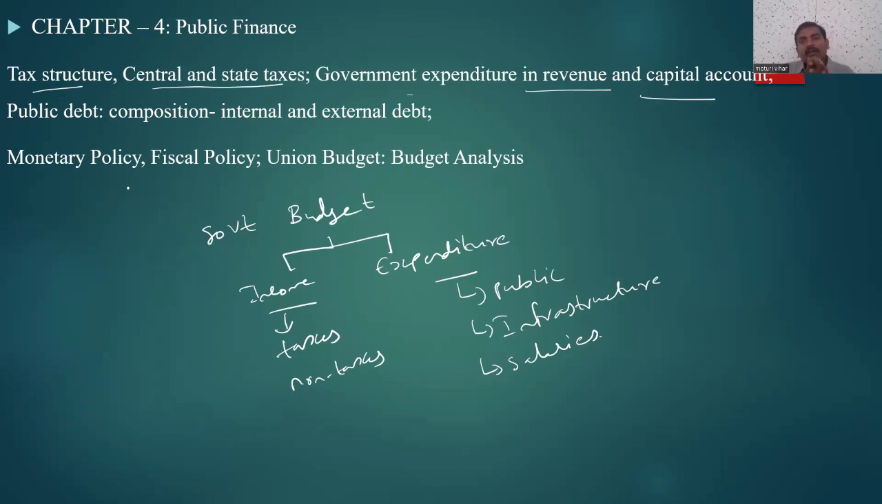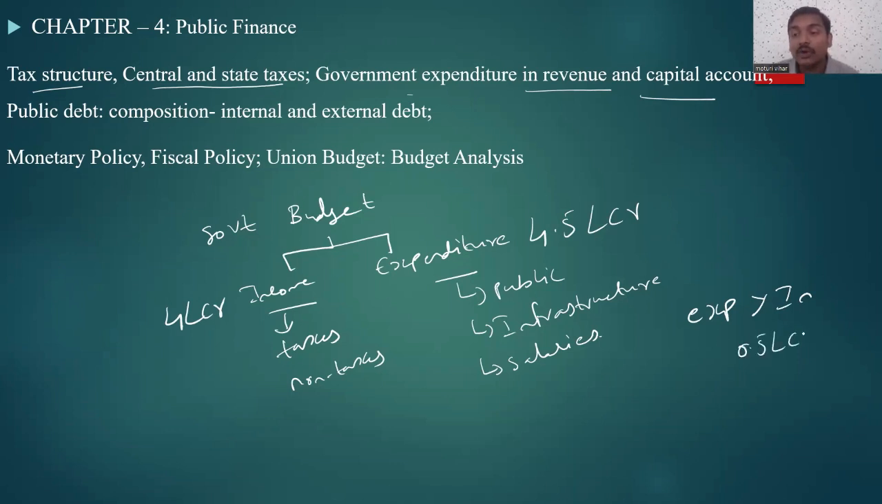So if the Government of India's income is 4 lakh crore, the expenditure is 4.5 lakh crore. Now, how is it filling this gap? The income is 4 lakh crore and the expenditure is 4.5 lakh crore. That means expenditure is greater than income. How is it fulfilling this 0.5 lakh crore gap? By taking loans. So this is public debt, the loan taken by the government.